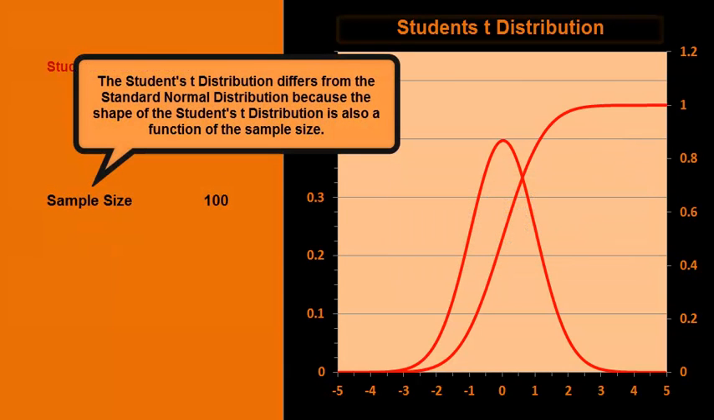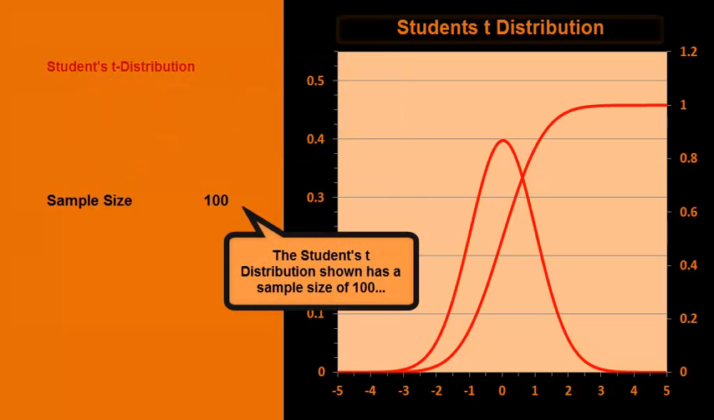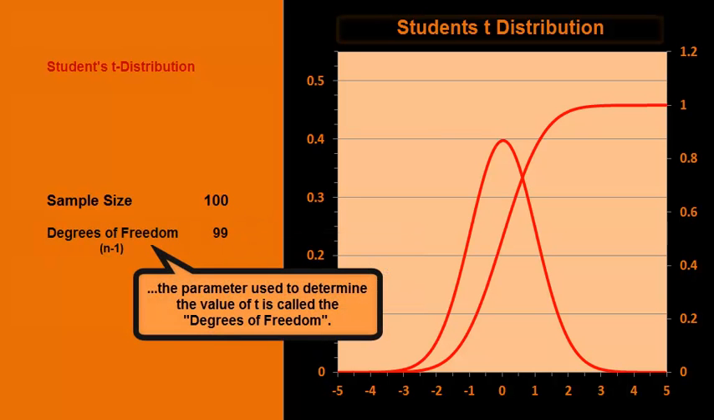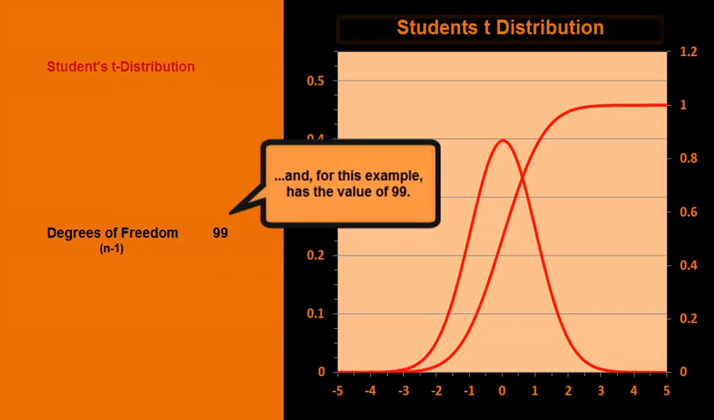The student's t distribution differs from the standard normal distribution because the shape of the student's t distribution is also a function of the sample size. The student's t distribution shown has a sample size of 100. The parameter used to determine the value of t is called the degrees of freedom. This value is always 1 less than the sample size, and for this example has a value of 99.